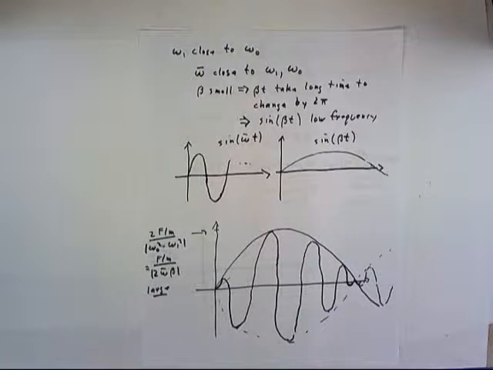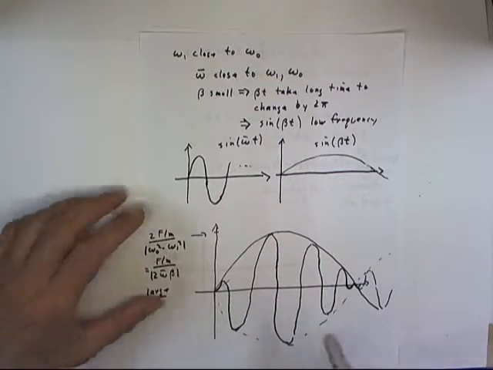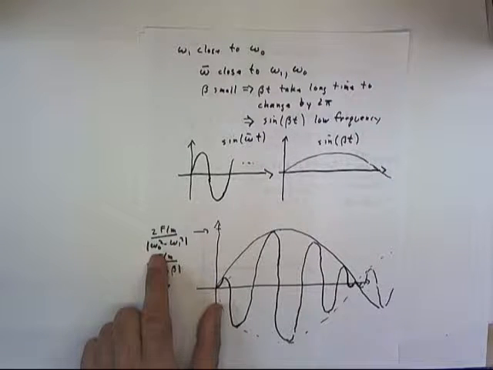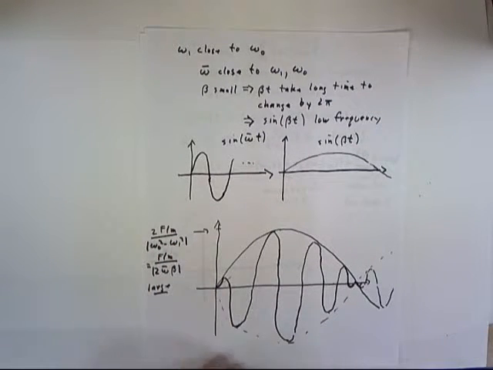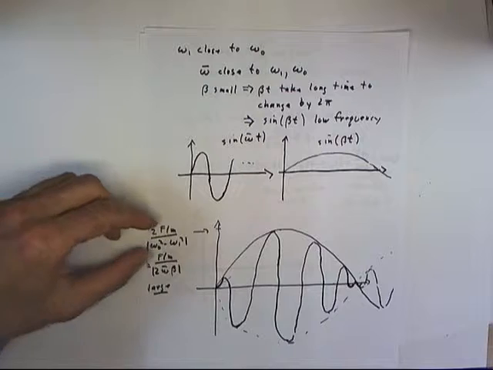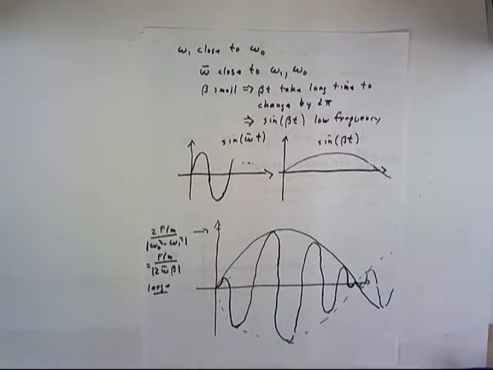Now, at the same time, the amplitude of this envelope is going to change. The amplitude of the envelope is 2f over m divided by omega naught squared minus omega 1 squared. It's very clear that as omega 1 approaches omega naught, this denominator is going to approach 0, which is going to cause the value of this function to approach infinity.